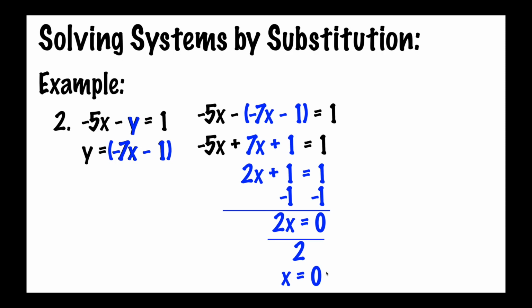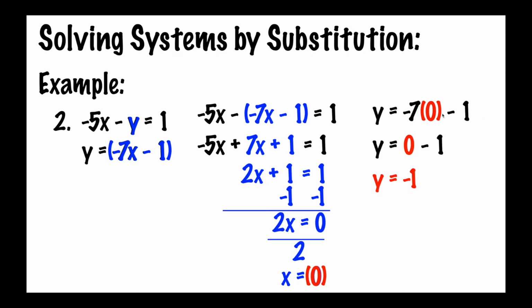We're now going to take this x value and plug it into either one of these equations. It doesn't matter which one, but a lot of times since we're trying to solve for y here, it would make the most sense to plug it into this expression. So if I do that, I get y is equal to negative 7, instead of an x, I'm plugging in what we know its value is now, which is 0, and then minus 1. Negative 7 times 0 will just be 0, so I have 0 minus 1, which gives me negative 1. So right now we're thinking that the answer is 0, negative 1.